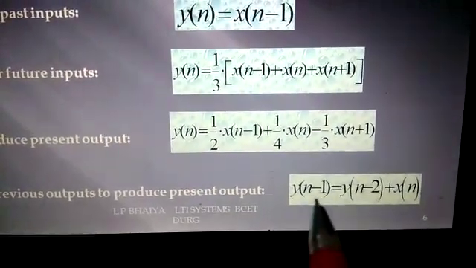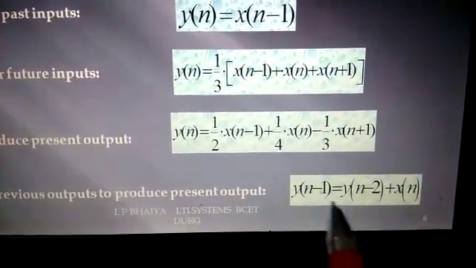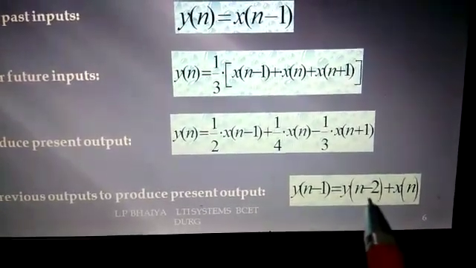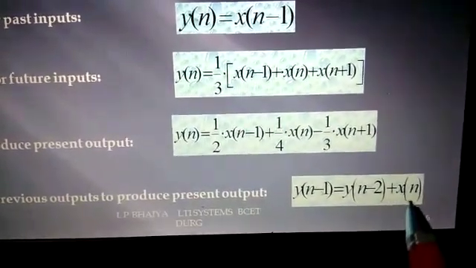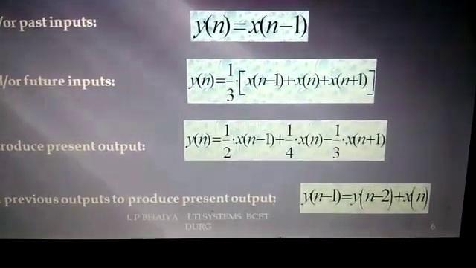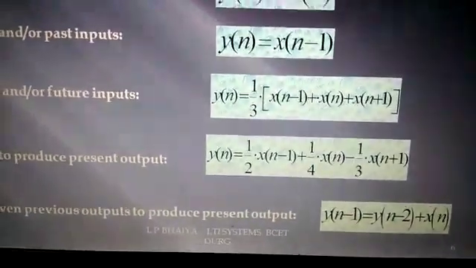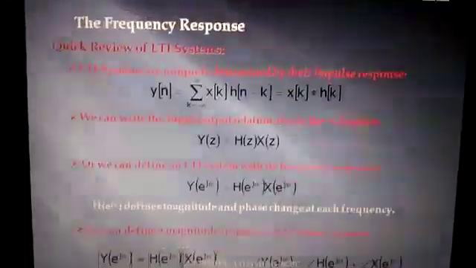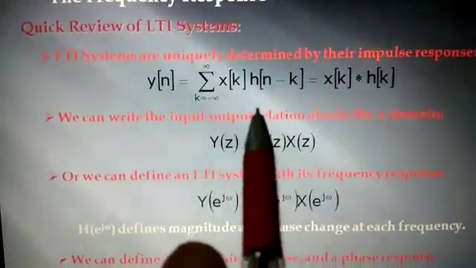Here y of n minus 1 is the previous output, while y of n minus 2 is the earlier output, and x of n is the present input. So this type of relation between input and output may also be studied in future units of digital signal processing.